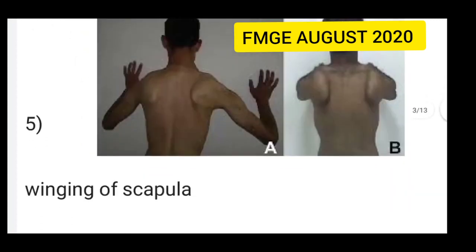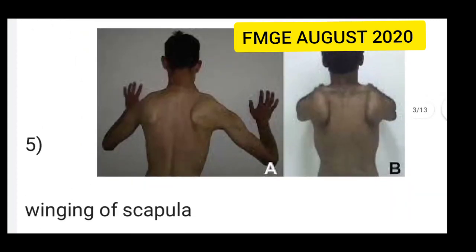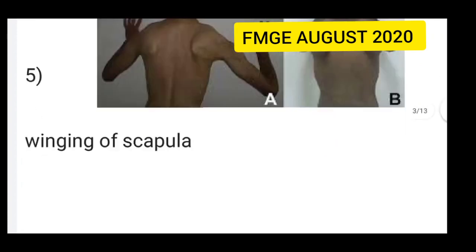Next one, they have asked about this structure. You can see here the beginning of the scapula, which is called the open book like structure. This is mainly present in torticollis. So this is the beginning of the scapula, which is present in the torticollis disease.